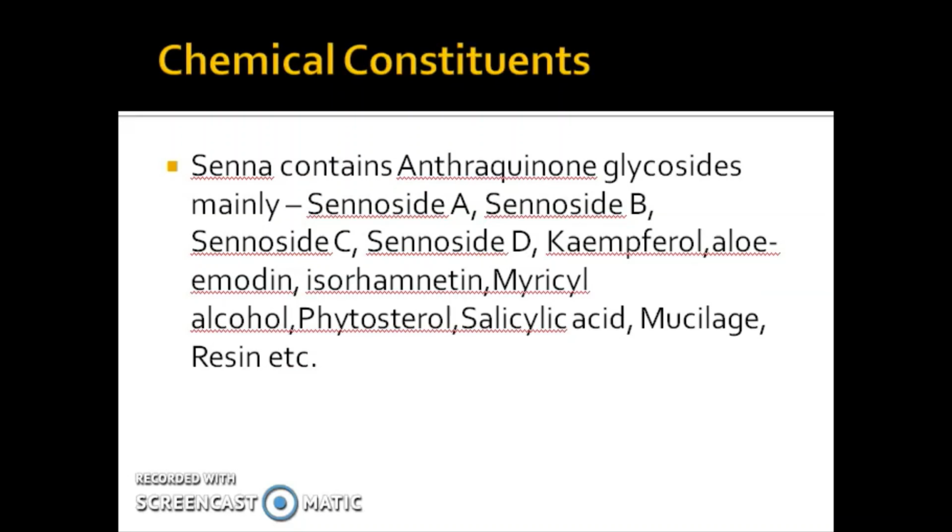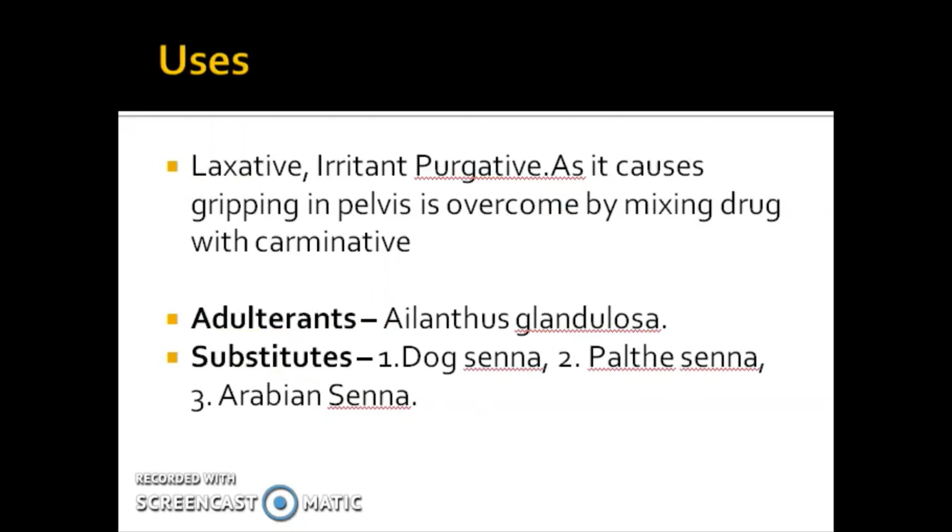Chemical constituents. Senna contains anthraquinone glycosides, mainly sennoside A, B, C and D, kaempferol, aloe-emodin, isorhamnetin, myricyl alcohol, phytosterol, salicylic acid, mucilage, resin, etc. Uses: it is used as a laxative, irritant purgative, as it causes gripping in pelvis, which is overcome by mixing the drug with carminative. Adulterants are Ailanthus glandulosa and substituents are dog senna, Palthe senna and Arabian senna.